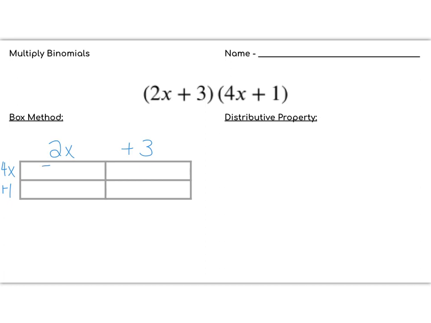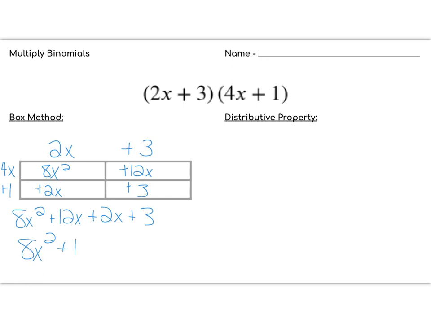So 4x times 2x is 8x squared, 4x times 3 is 12x, 1 times 2x is 2x, and 1 times 3 is 3. And then we saw that typically two of those terms that we get inside our box are going to be like terms. So we combined them and we end up with 8x squared plus 14x plus 3.